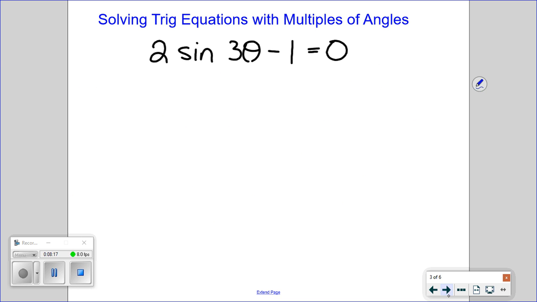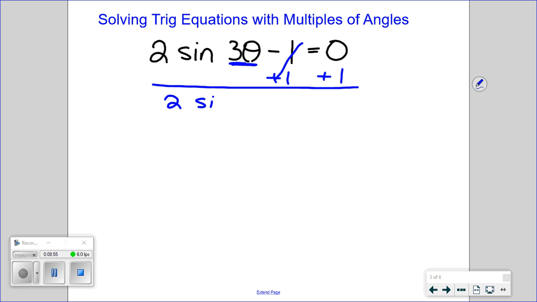Okay. Next, we're going to look at trig equations that have multiples of angles. Now remember, theta is the angle. So you'll recognize these equations when you have a number being multiplied times theta. So this equation is 2 times sine of 3 theta minus 1 equals 0. Now we're actually going to start these just like we would any other trig equation. We're going to isolate the trig function. So I would start by adding 1. Divide by 2.